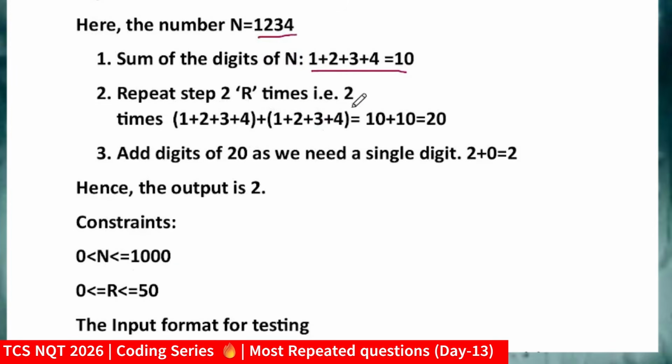Coming to r number of times, here the value is 2, so 2 times I am adding all the digits. So first time I am adding 1234, second time adding, and you will get the value as 20. So add the digits of 20, we need a single digit, meaning you have to repeat this operation till you get a single digit. So here you are getting the value as 2. I hope you got the logic.